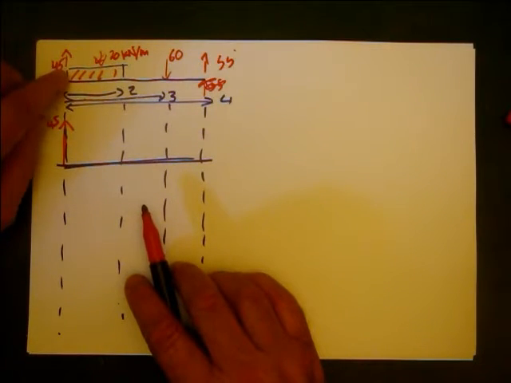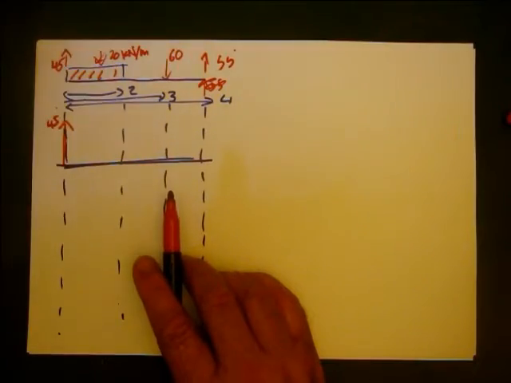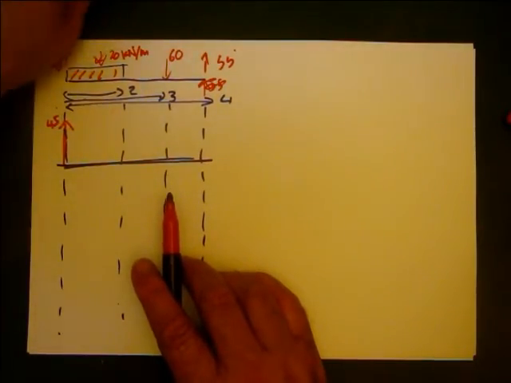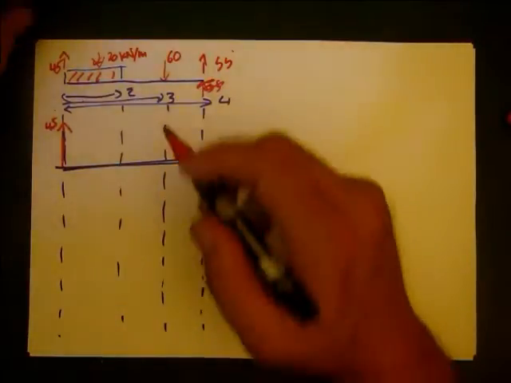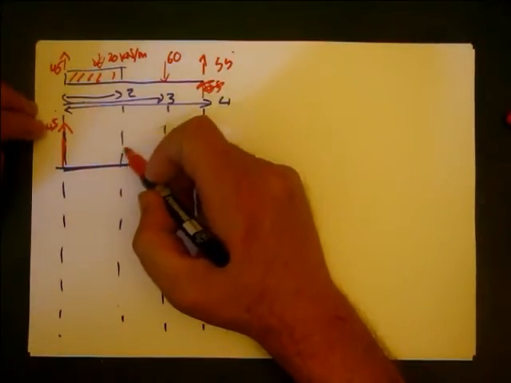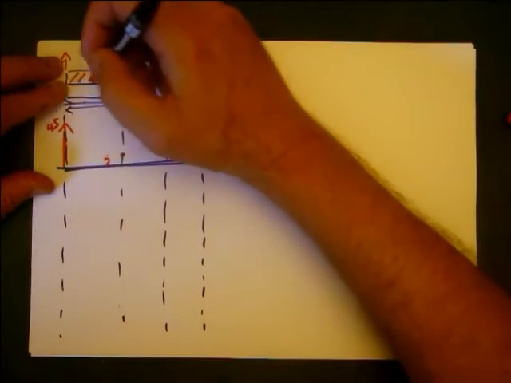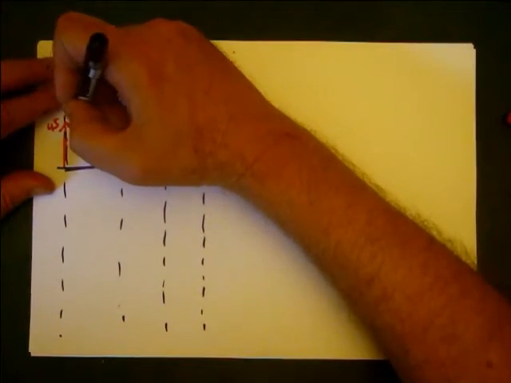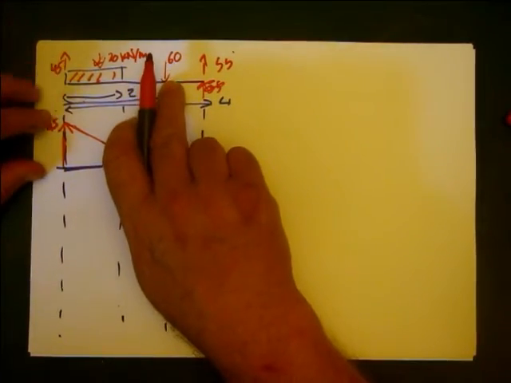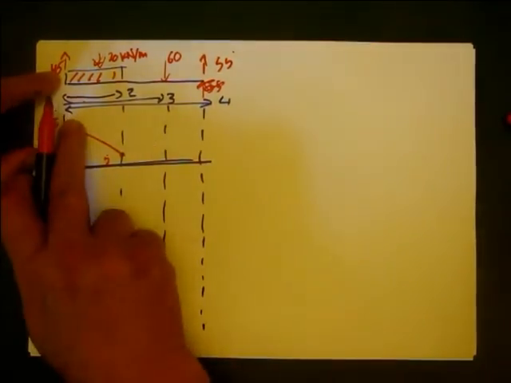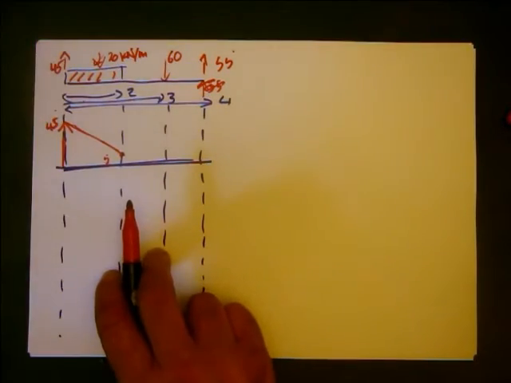Then gradually it drops 40. Remember, it's 20 kilonewtons per metre, and we worked out that the total for that was going to be 40. So that drops 40, so 45 minus 40 is 5. Because this is a UDL, this occurs slowly. This is a point load, so that goes up suddenly, but because this is a UDL, it goes down slowly.